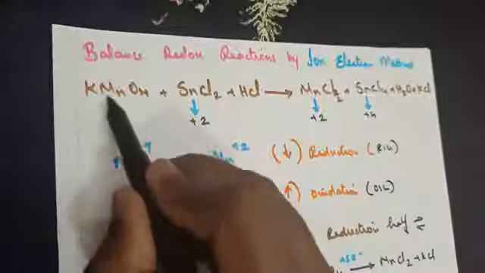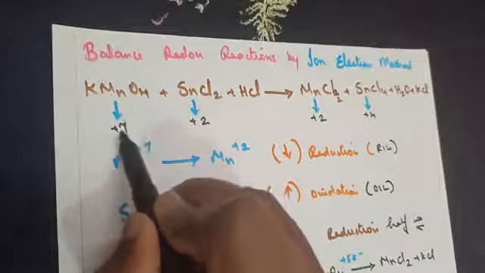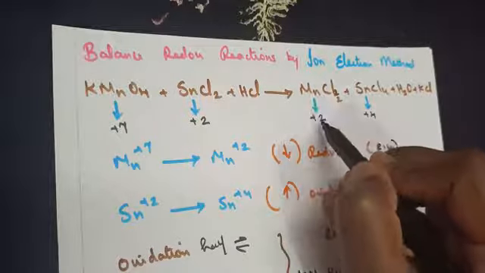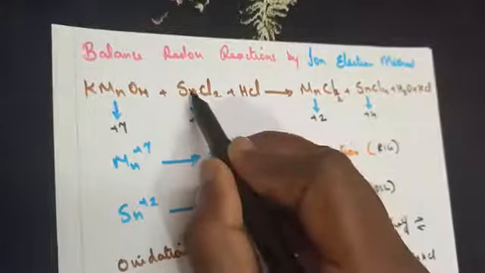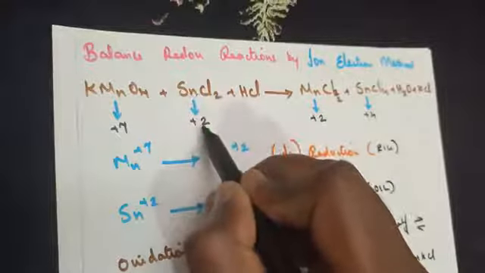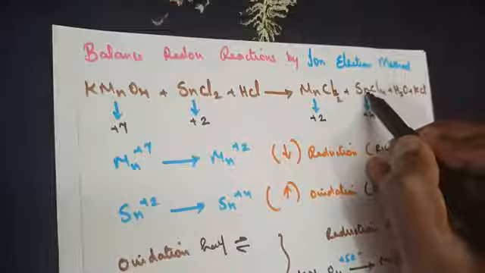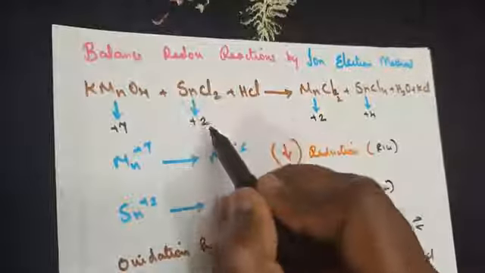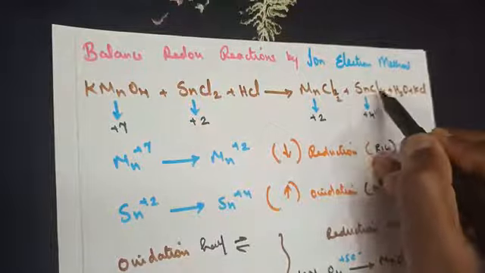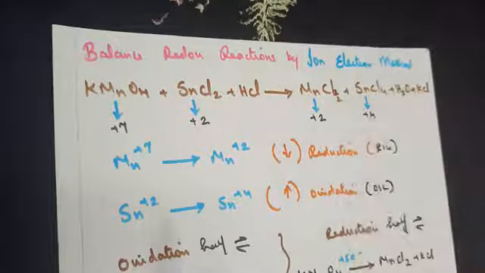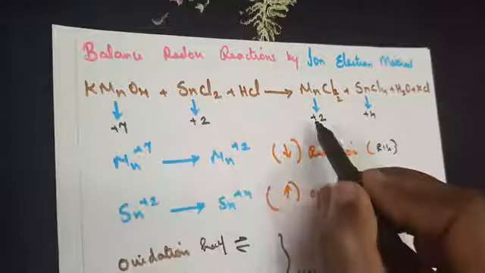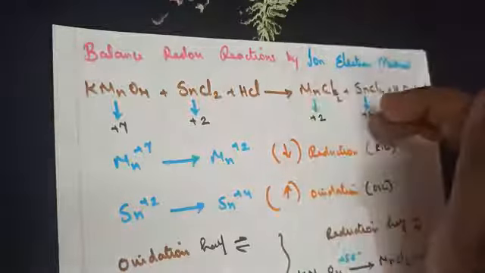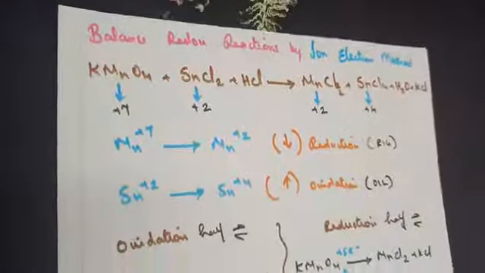So now if you find out the charge of manganese here, it is +7. Now the charge of manganese here is +2. In stannous chloride, the charge of tin is +2. In stannic chloride, the charge of tin is +4. So SnCl2 is stannous chloride, SnCl4 is stannic chloride. So the charges are +7 and +2, +2 and +4. So you have calculated the charges, you know how to do that method.